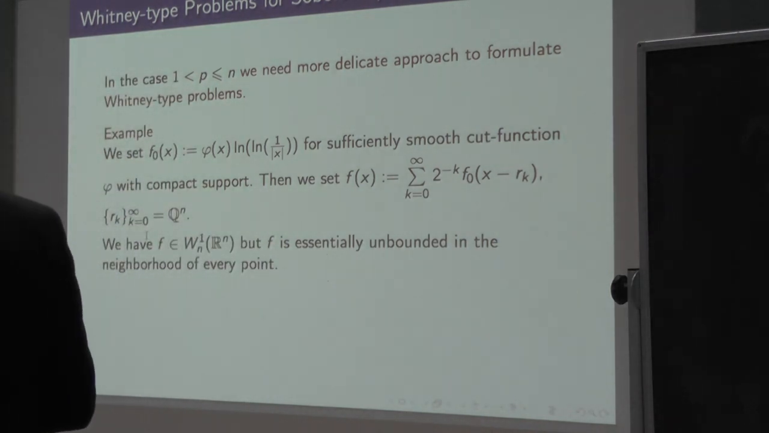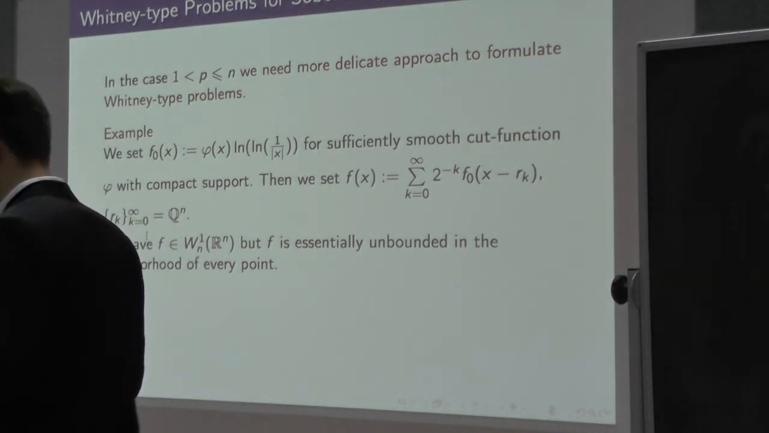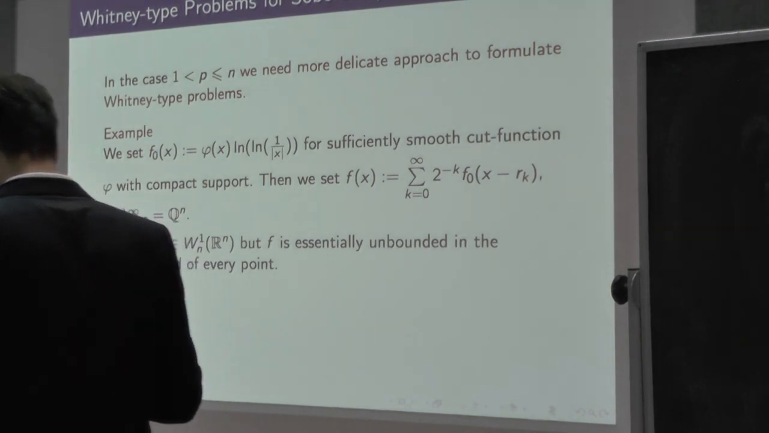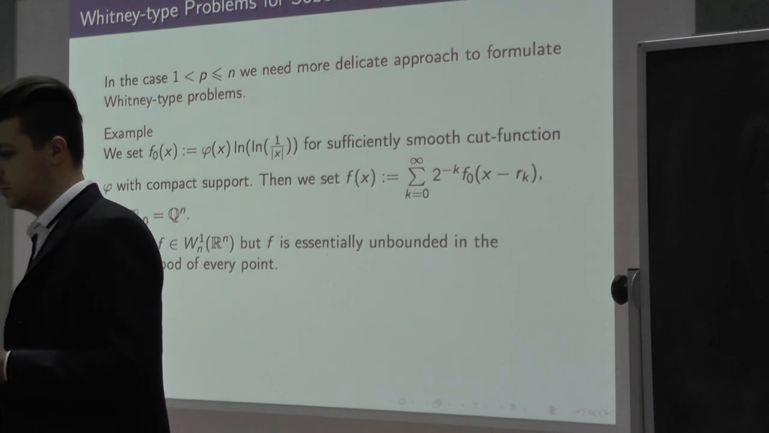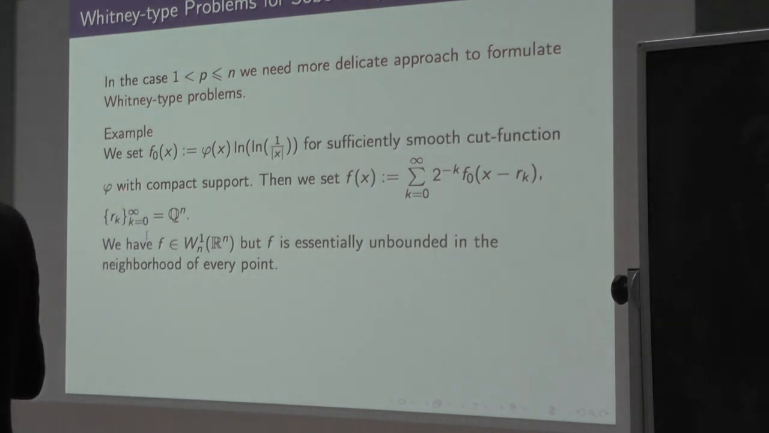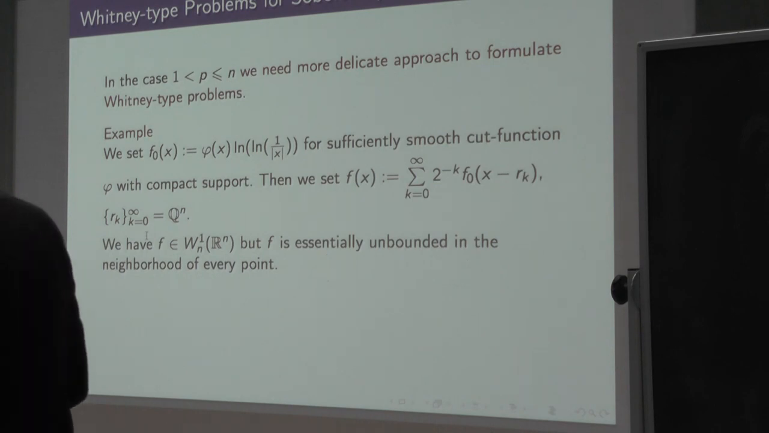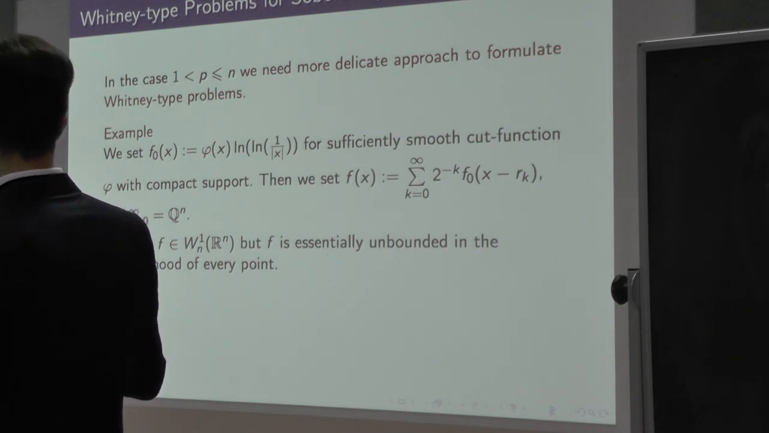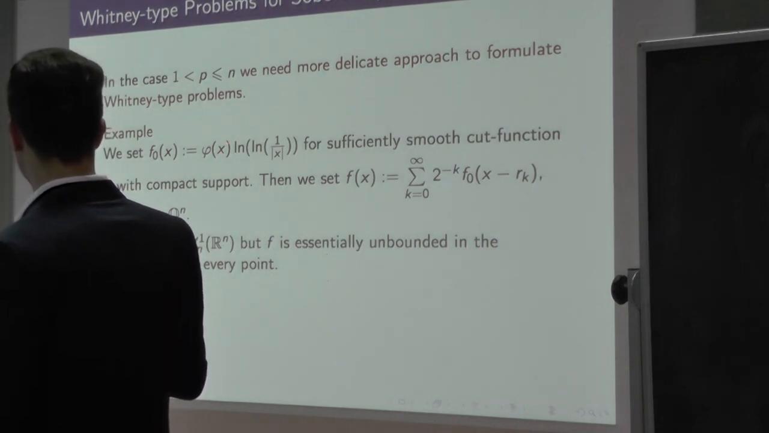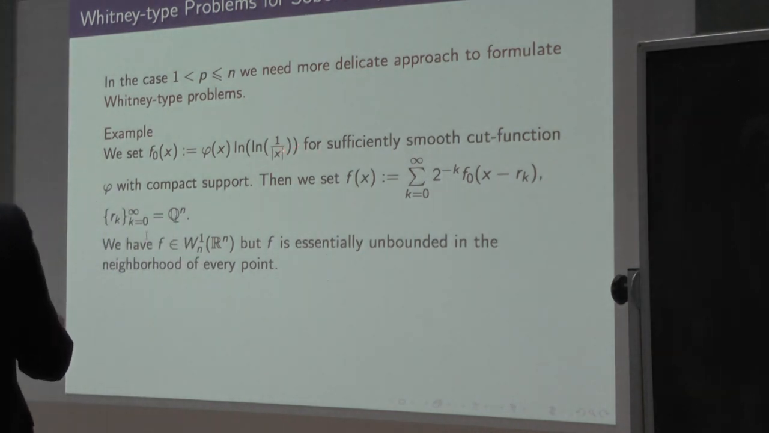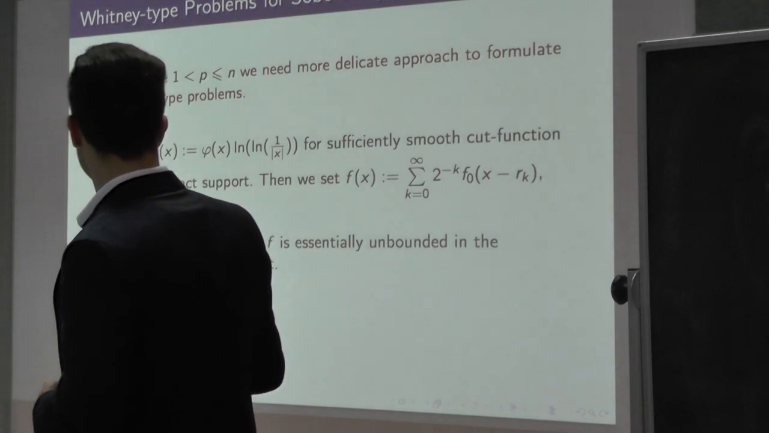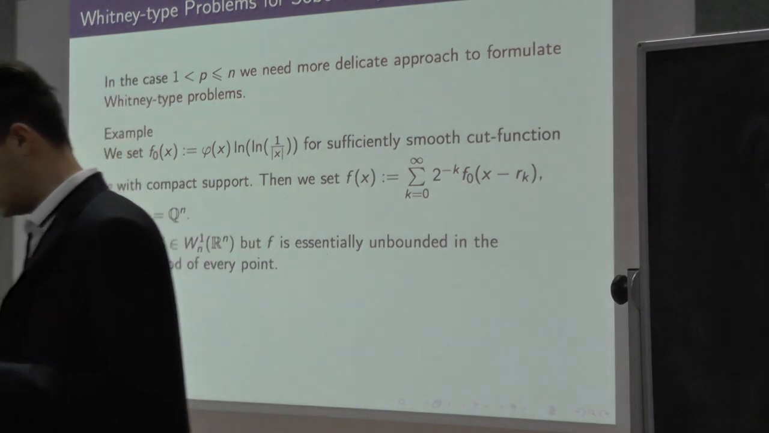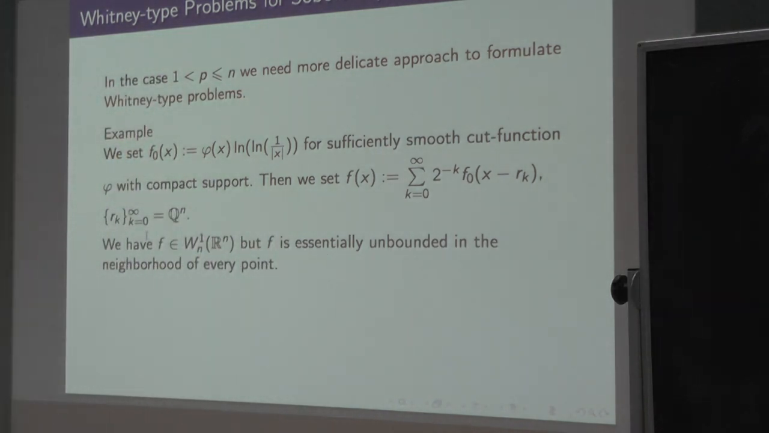In this case, we need a much more delicate definition of the trace of a function f. Why? Because in this case, we can't use the Sobolev embedding theorem into the space of continuous functions. The following example illustrates a typical situation. Consider the product of a smooth cutoff function with compact support and the double logarithm of 1 over the absolute value of x. And then we consider the following series. Here R_k is the set of all rational vectors from R^n.